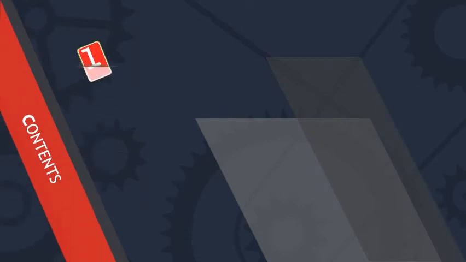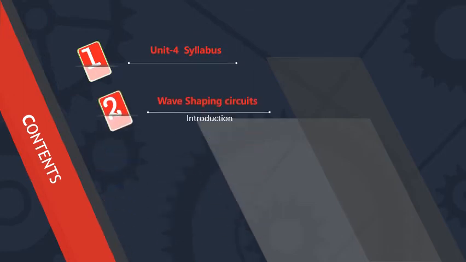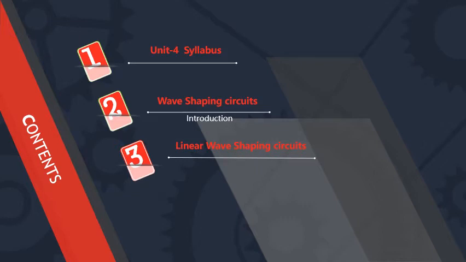So in this lecture we will discuss the syllabus of unit number 4. After this we will move on. The first topic of this unit is wave shaping circuit. पढ़ेंगे हम कि wave shaping circuit क्या होते हैं, कितने टाइप्स के होते हैं। After this we will move on to the classification of wave shaping circuits, like linear wave shaping and non-linear wave shaping circuits.